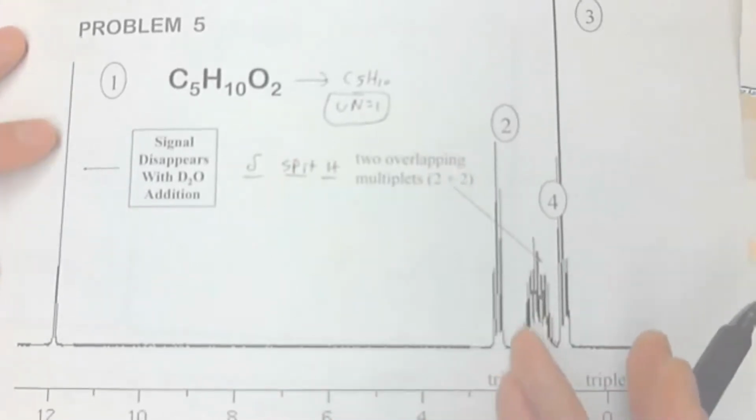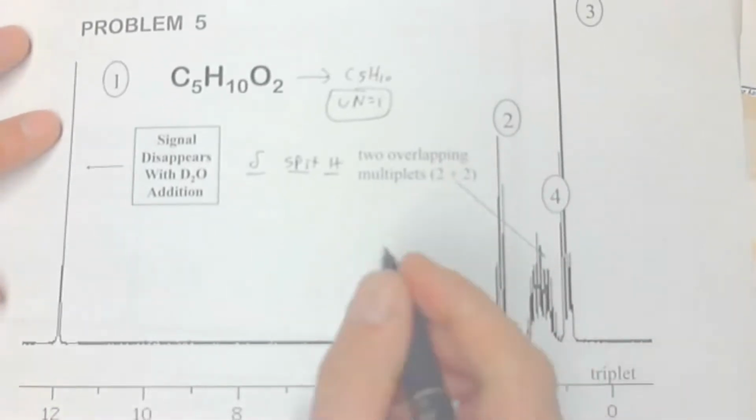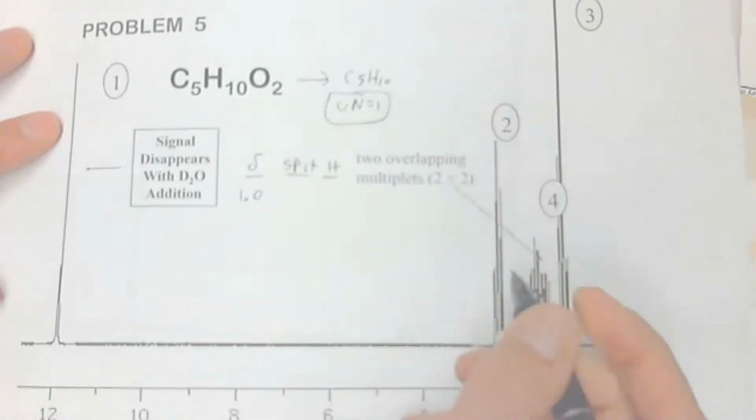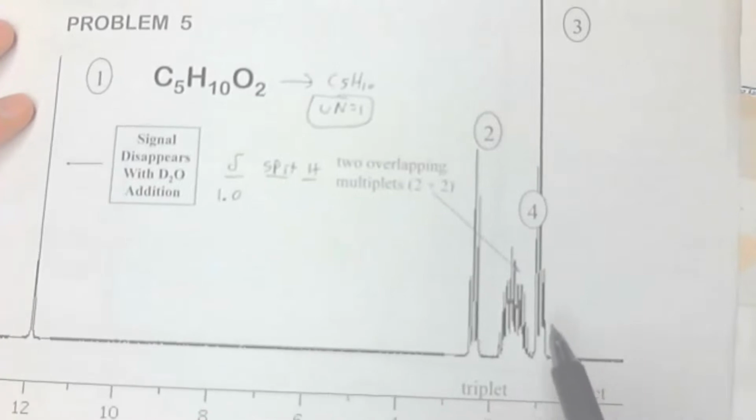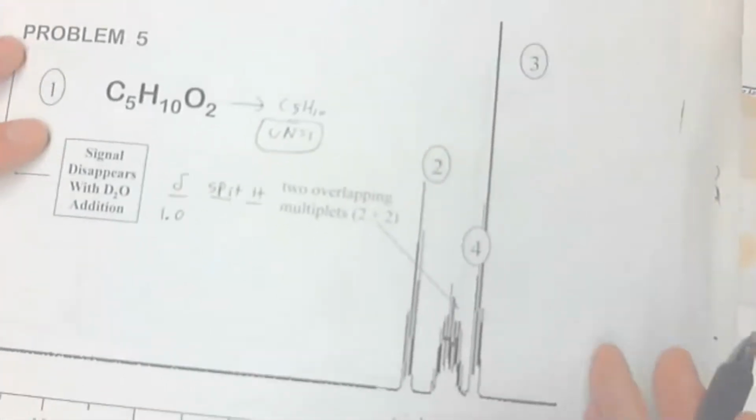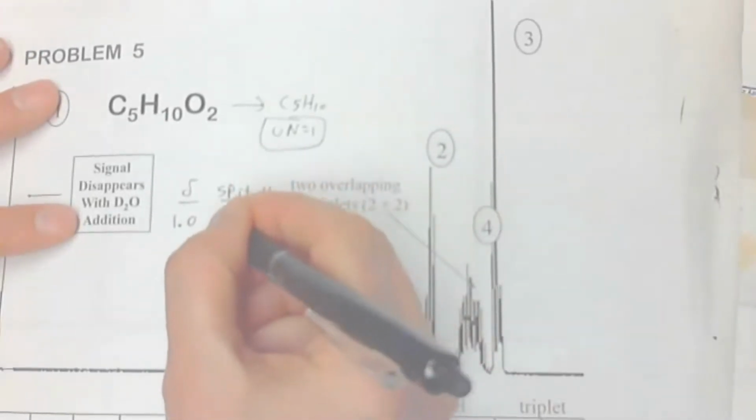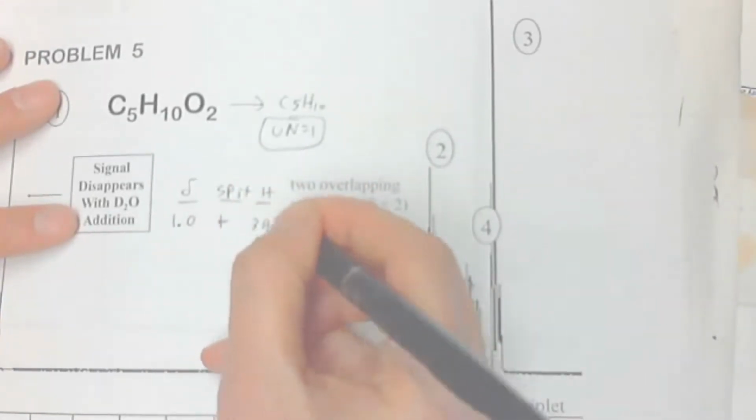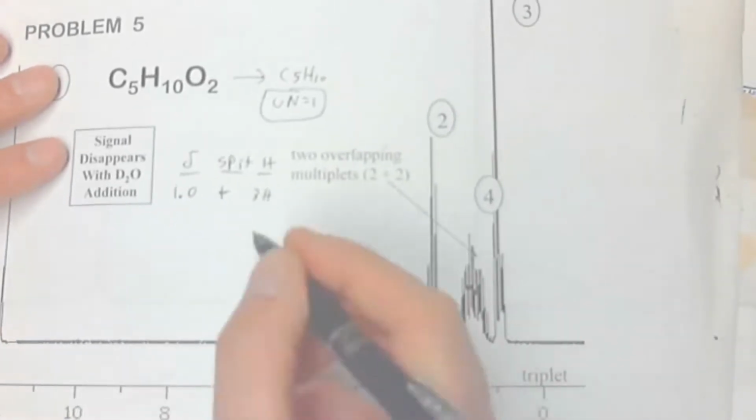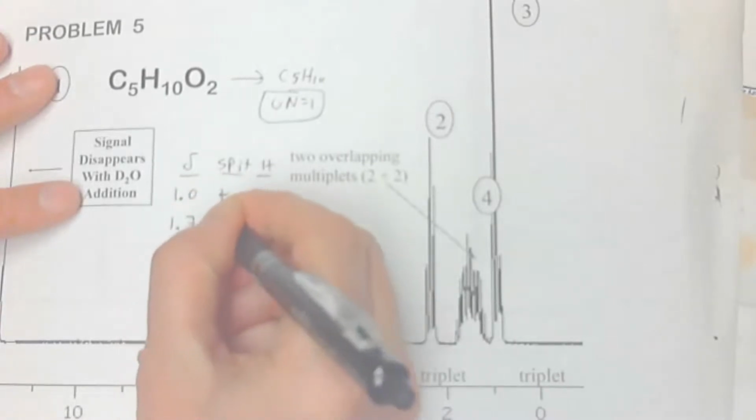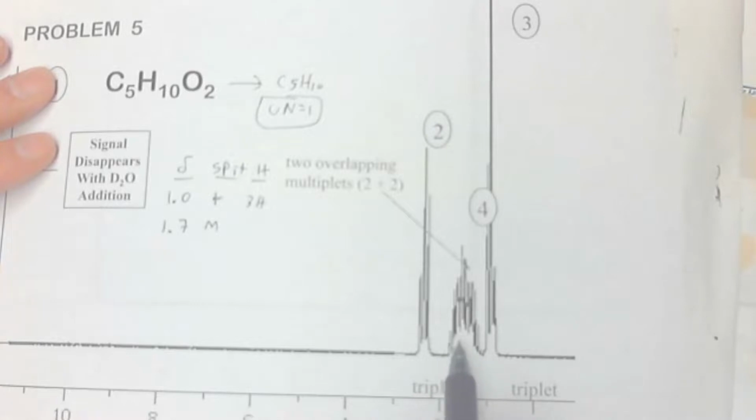Delta, split, H. Maybe I'll start with 1.0 and say it looks like a triplet. It's a triplet, yeah. And it's 3H. Okay, now this looks crazy. 1.7-ish. We have a multiplet, which is just like a bunch of craziness. How many H? It's 4H.